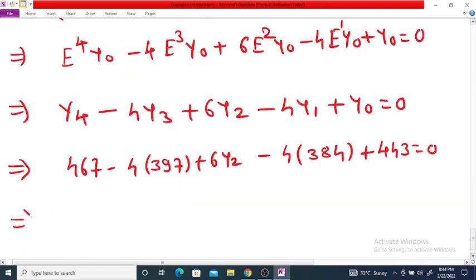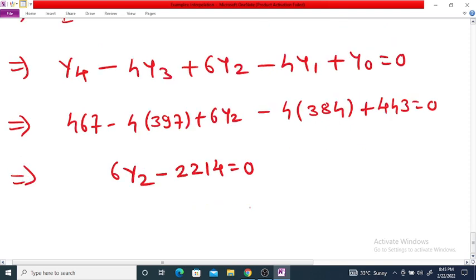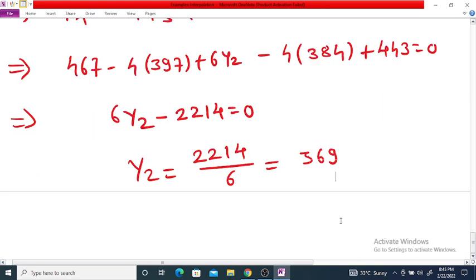So if we simplify this, we get 6y2 minus 2214 equal to 0, and therefore y2 is equal to 2214 divided by 6, which is equal to 369. So the value of y2 is equal to 369.